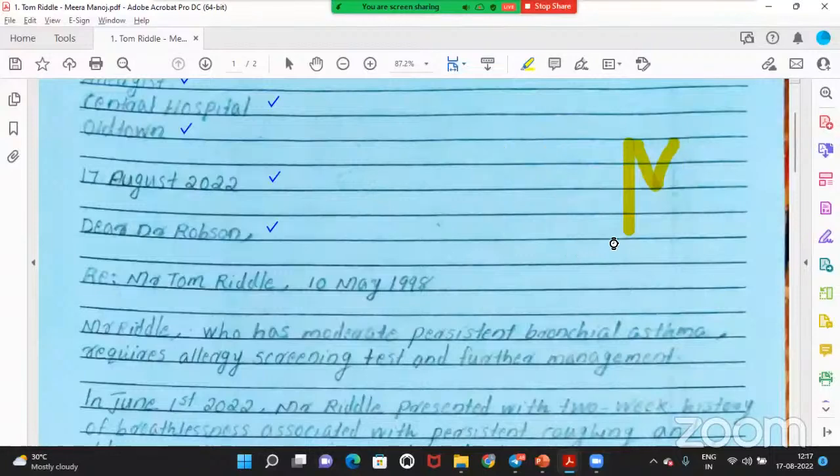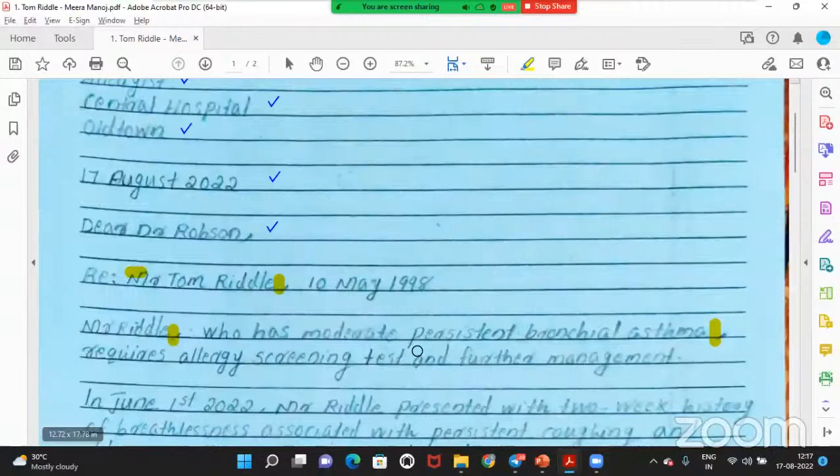Then next one. So Tom Riddle, this space is not required in between. The comma should be immediate. Then next one is Mr. Riddle, comma, the space, who has moderate persistent bronchial asthma, comma should be immediate, requires allergy screening test and further management.